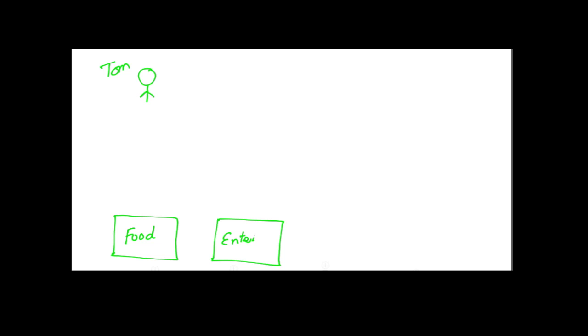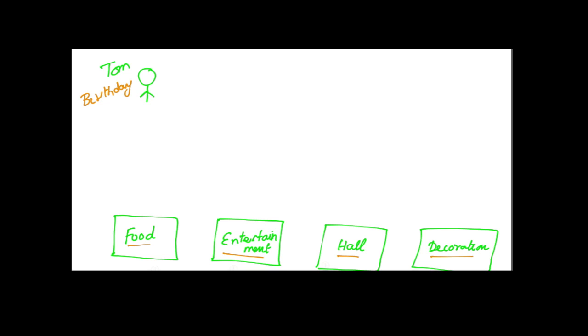Let's go over and talk about what service providers are and how they can be thought of. Let's say this person, let's call him Tom, wants to organize a birthday party. So for that, he may invoke the services of a few companies for food, for entertainment. Perhaps we need a hall, and perhaps we need to do some decorations. Now, these are companies that provide a service. This provides food service, this provides entertainment service, this one provides a hall, a location, and this one provides decorations.